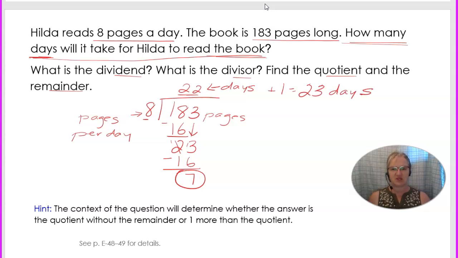So like our hint says down here, the context of the question will determine whether the answer is the quotient without the remainder or 1 more than the quotient. You have to use your thinking to determine, do I need to add that remainder to make it 1 more, or can I just ignore the remainder?